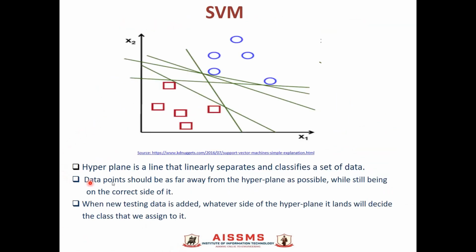So what is a hyperplane? A hyperplane is a line that linearly separates and classifies the set of data. Here there are n number of hyperplanes which can divide the data points into two classes, but we have to choose the optimal one. Data points should be as far away from the hyperplane as possible while still being on the correct side of it. When new testing data is added, whichever side of the hyperplane it lands on will decide the class that we assign to it.